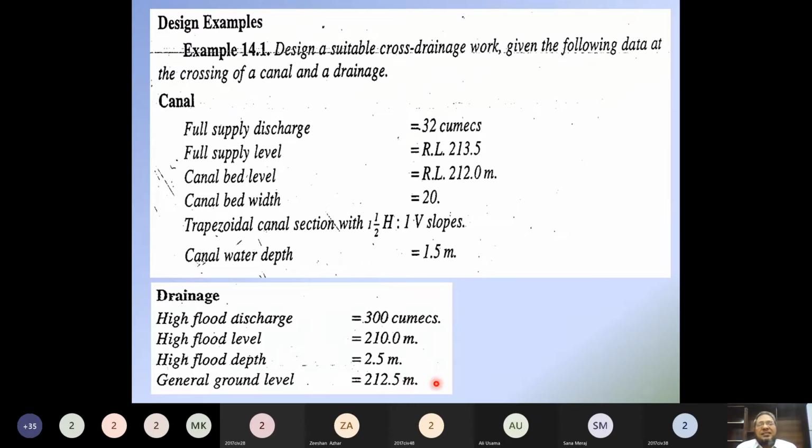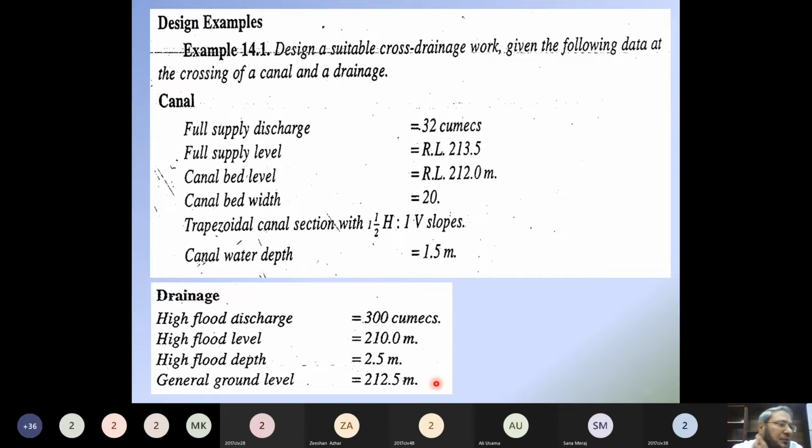Now, considering this data, what would you recommend? Which type of structure should we provide? Cross drainage structure should be which type? Type 1, type 2, type 3? Why, which one should it be and why? Sir, type 1 should be. Type 1, why?